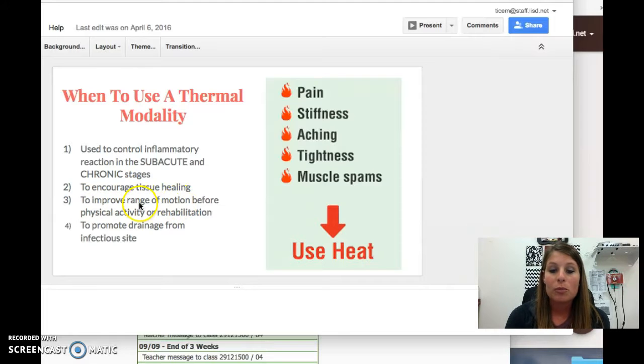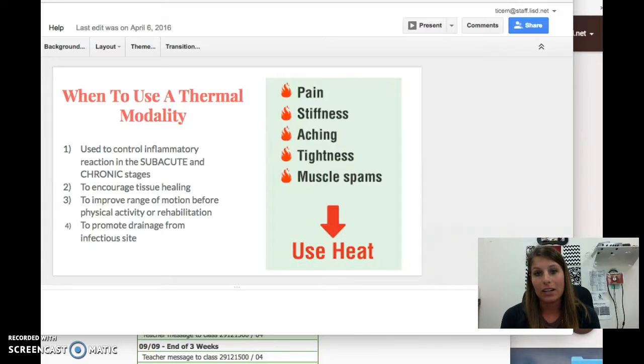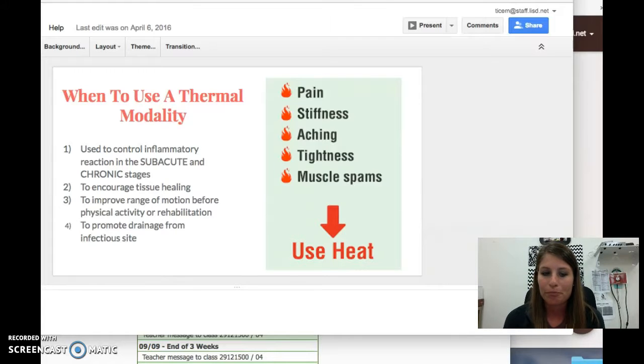Heat will also help to improve your range of motion. It helps to increase the extensibility, the elasticity of your muscles, your tendons, your ligaments. And so if you heat the area, you will, in theory, have more range of motion, just in general be able to move a little bit better.